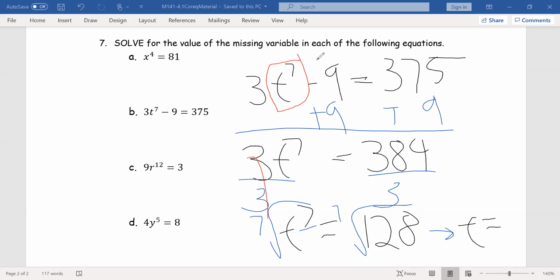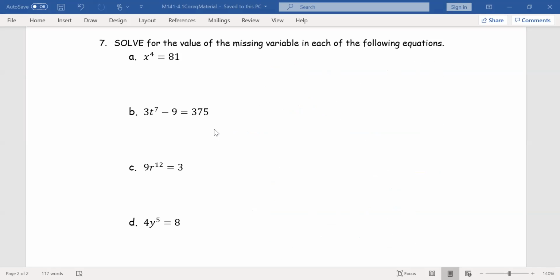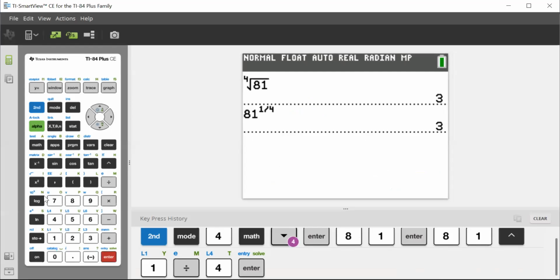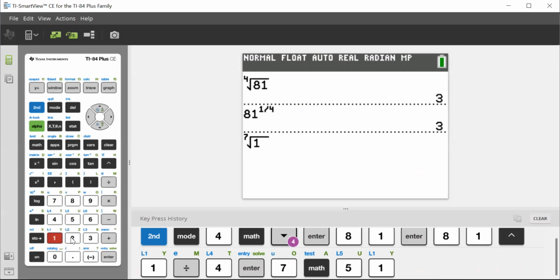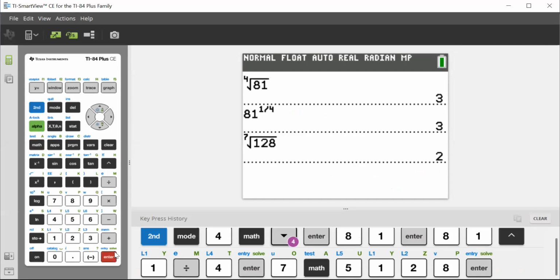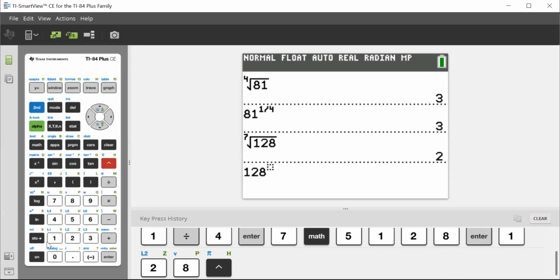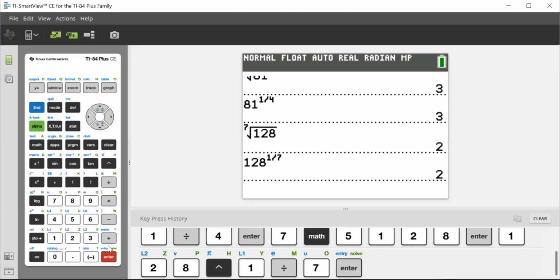When we do that, we get t equals, and we again go to our calculator. When you take the 7th root of 128, remember one way to do that is press 7, then math, number 5 here, which puts the 7th root in, and if we do 128, we get 2. Or we can do 128 raised to the 1/7 power. Notice that also gives us 2. So on the last one there, t would equal 2. You can work through the other problems on your own.